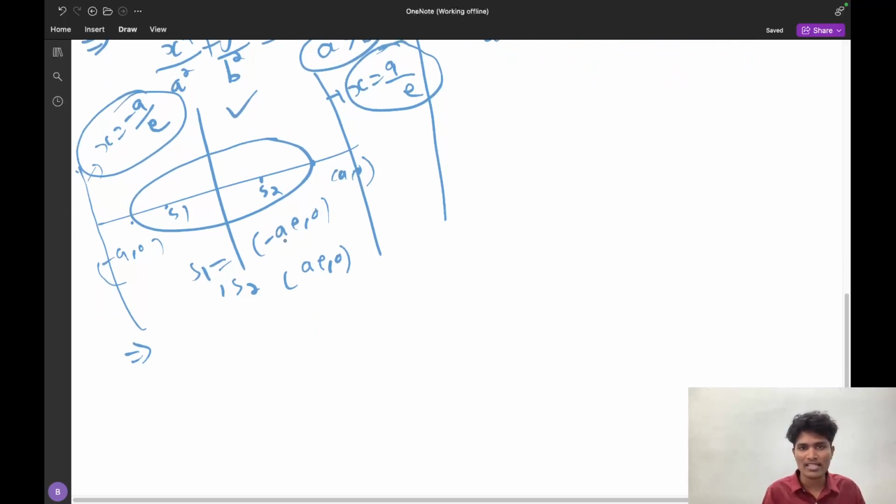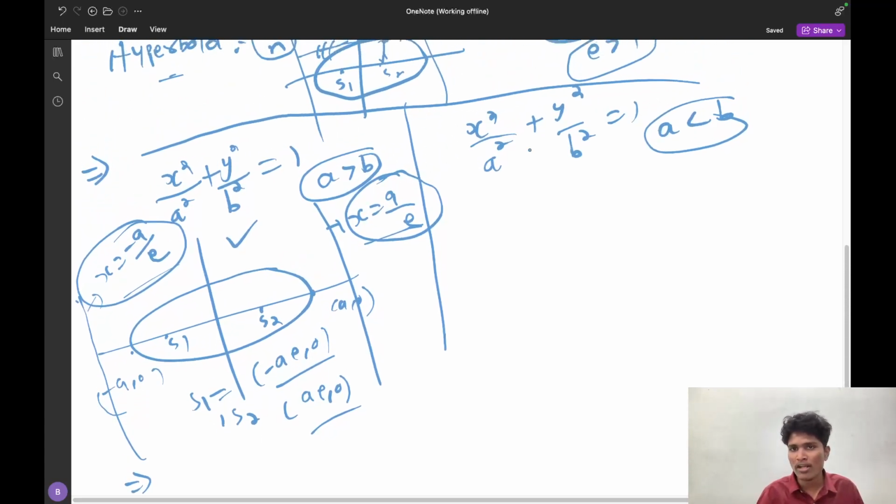This is S1 and S2, that is minus c comma 0, and this is c comma 0. This x is equal to a by e, and this x is equal to minus a by e. That's it. Now comes the important part: how to calculate the eccentricity, and how this ellipse looks.